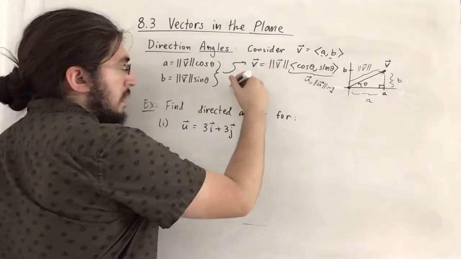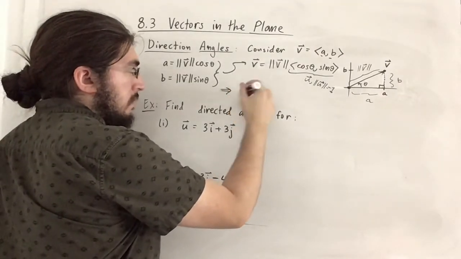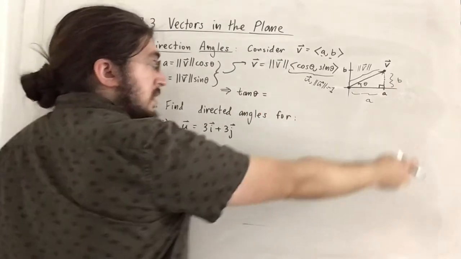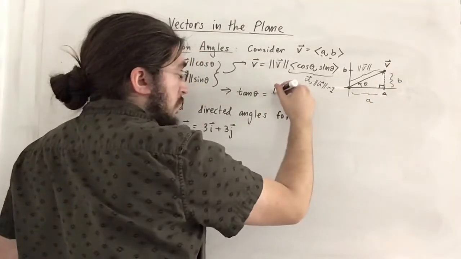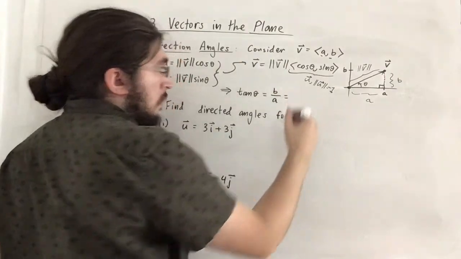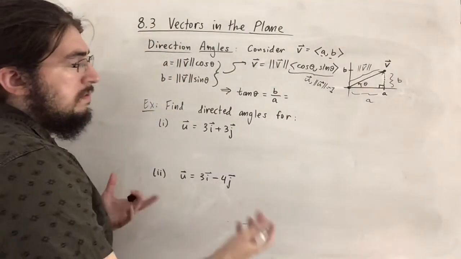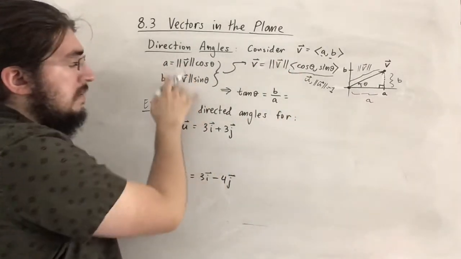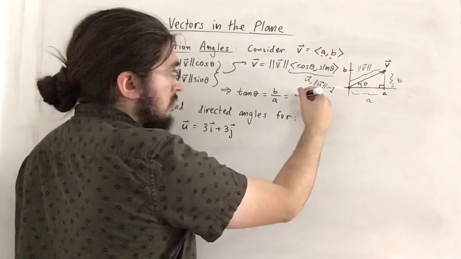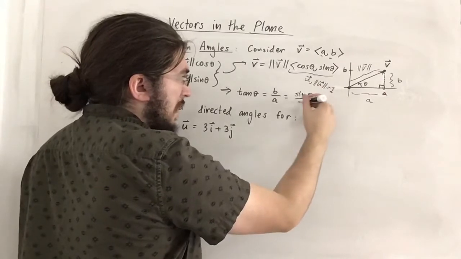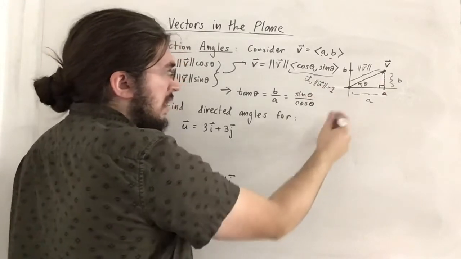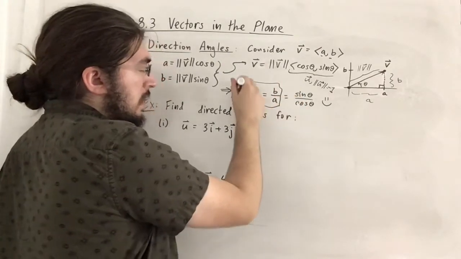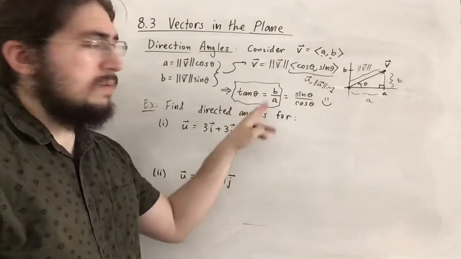So let me just say this implies that tangent theta is equal to opposite over adjacent, so it's B over A. We know that if we write it the other way, the magnitudes will cancel and we'll just get sine over cosine anyways. So that doesn't really matter because we know that's true. That may make you feel happy, but really what we need is this right here. So the tangent of the angle is going to be B over A.